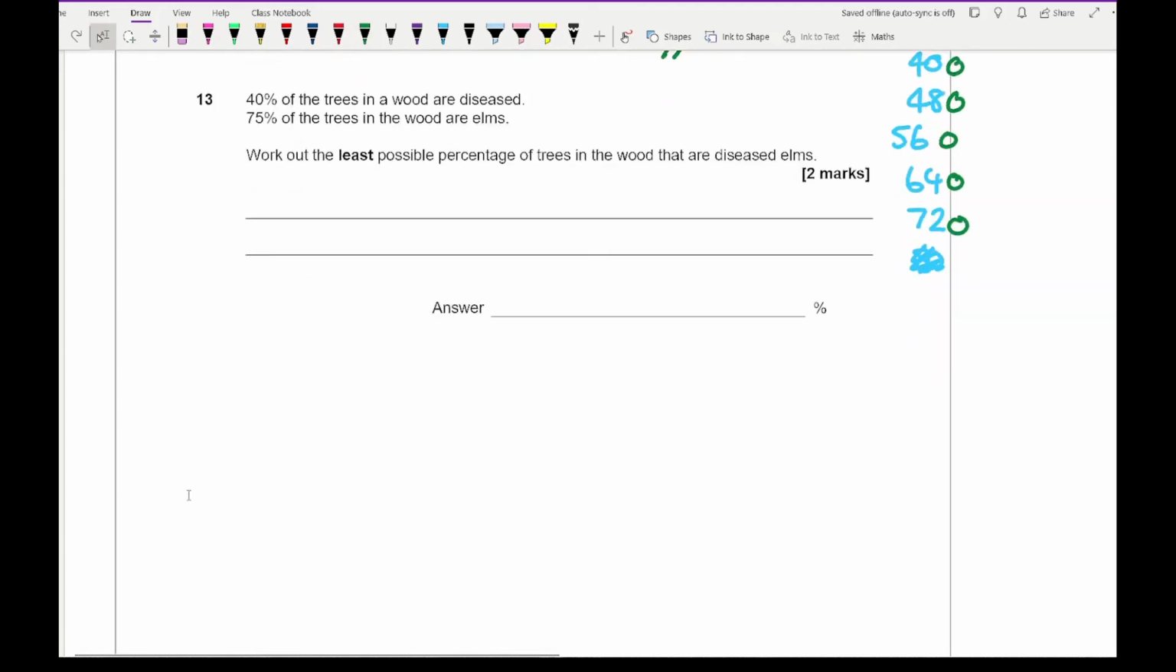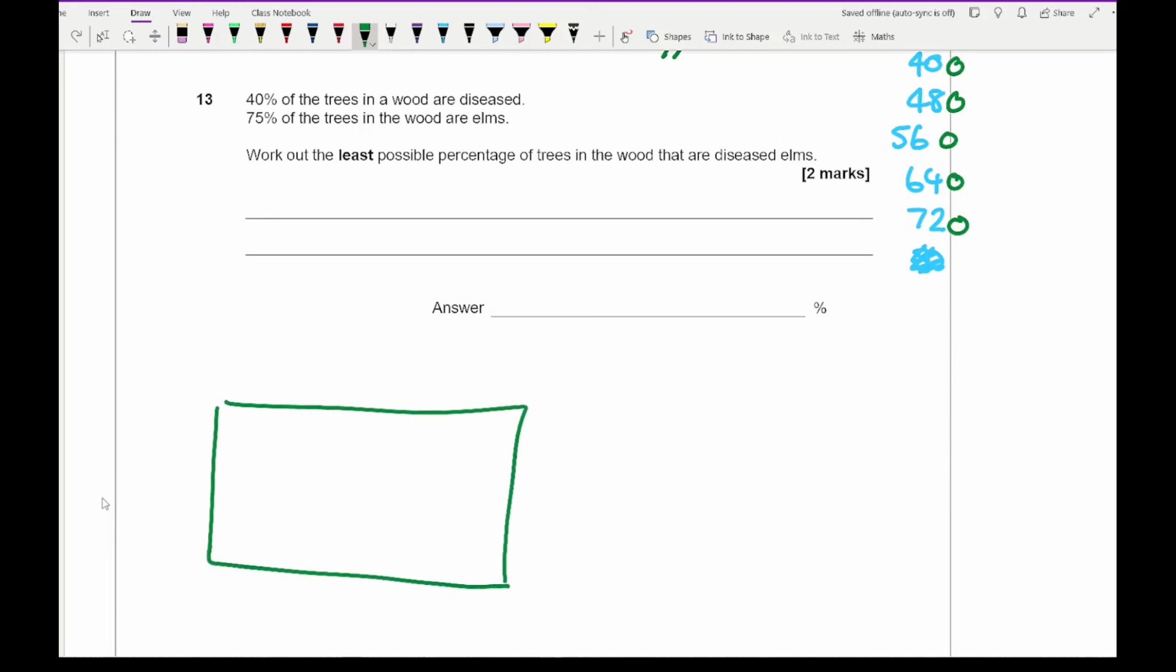Then moving on to question 13, it says 40% of trees in a wood are diseased, 75% of the trees in the wood are elm. Work out the least possible percentage of trees in the wood that are diseased elms. So looking at this, we've got 40%. So if I imagine this is my forest. Now I know that 75% are elm. So 75%, and these are the elm trees. And these are the non-elm, which is 25%.